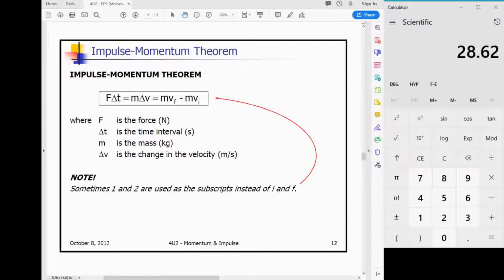Now the impulse-momentum theorem, please copy this slide down. Impulse, or delta p, is equal to force times the change in time. This is equal to the mass times the change in velocity, or it's written as mass times the final velocity minus mass times the initial velocity. So that'll give us our impulse. So it's our change in momentum.